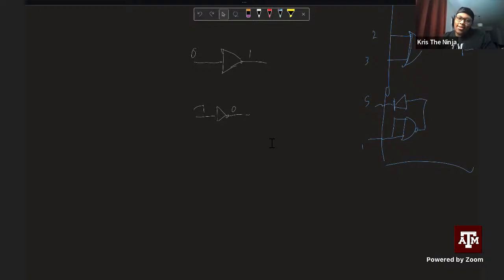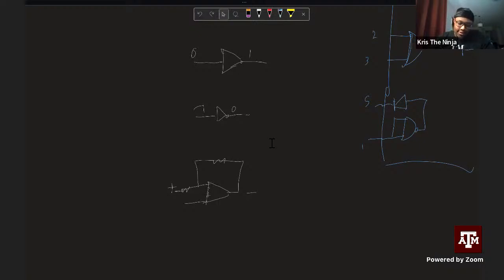Essentially, because it's all analog, it all comes back to op amps. So you put a positive into an inverting op amp, and you get a negative out. Wow, doesn't that look kind of like a NOT gate?